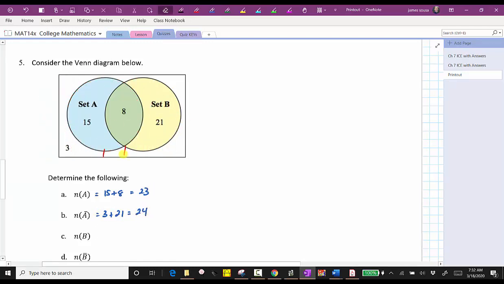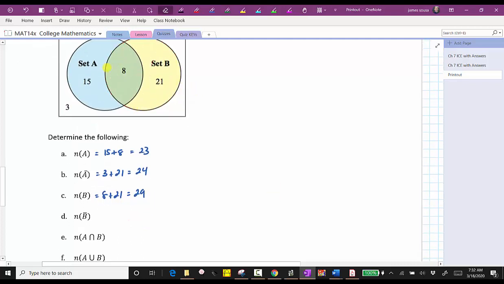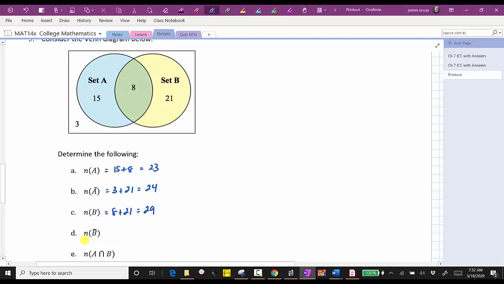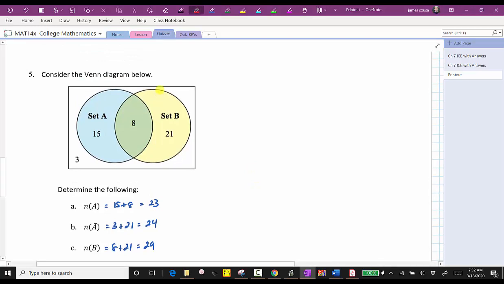Next, we have the cardinality, or the number of elements in set B. Here's set B. Set B contains 8 plus 21, or 29 elements. Next we have the cardinality of B complement, or the number of elements in B complement, which is the number of elements not in set B. So here's set B. Here are all the elements outside set B, or not in set B. We have 15 plus 3, which is 18.